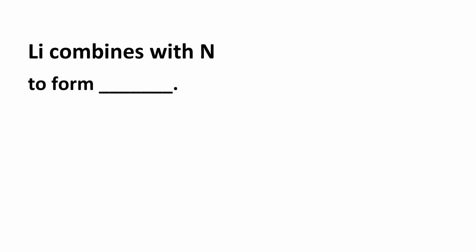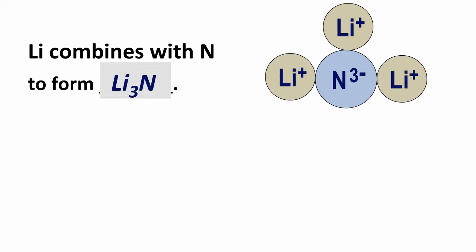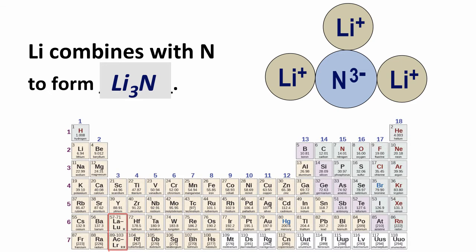One more example, lithium combines with nitrogen. Well, lithium forms a +1 ion. Nitrogen forms a -3 ion. So how many lithiums do we need to balance off a -3 charged nitride ion? Well, if we have 1, 2, 3 lithiums, we have 3 positive charges. That balances off 3 negative charges due to the single nitride ion. So our formula will be Li3N, and this is what's called lithium nitride.